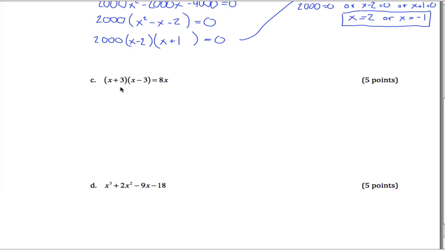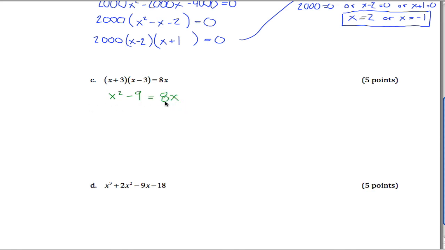Let's see. So we want to solve this by factoring. Problem is it's not equal to 0. So what we'll have to do is kind of unfactor this. We'll first multiply. We'll do x plus 3 times x minus 3. You might recognize that from our difference of squares formulas. You could either use the box method to multiply these together, or you could just recognize that this is x squared minus 9.